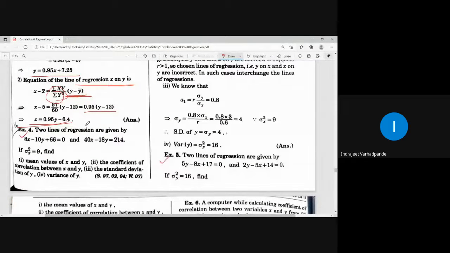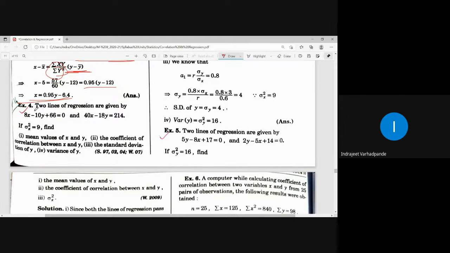The next type of examples we are going to discuss relates to the correlation coefficient, that is R, as well as lines of regression. The other type of problems is different from the previous ones, in which we directly calculated the coefficient of correlation and lines of regression. In this particular example, you will be provided with the lines of regression.